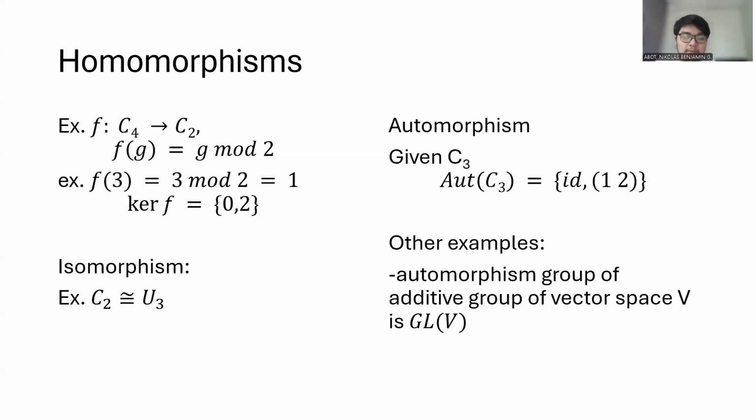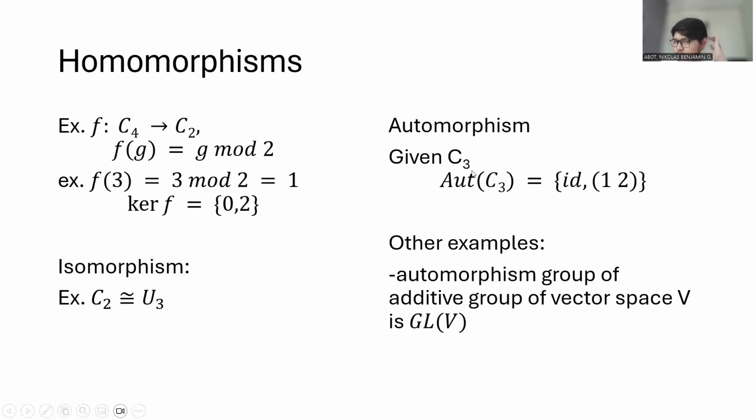Next, a special type of homomorphism is called an isomorphism. This is when a homomorphism is bijective and invertible. That is, it maps one to one. If two groups have an isomorphism between them, they have effectively identical structures and are called isomorphic, which is notated like this. For example, the cyclic group of order 2 and the multiplicative group mod 3 are isomorphic. They have two elements and they have the same multiplication table.